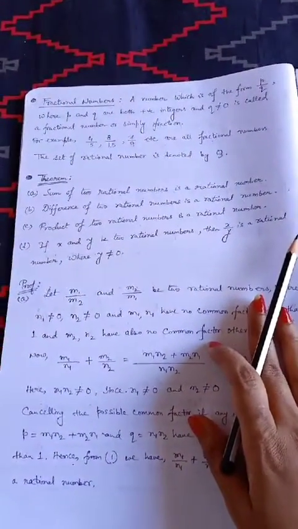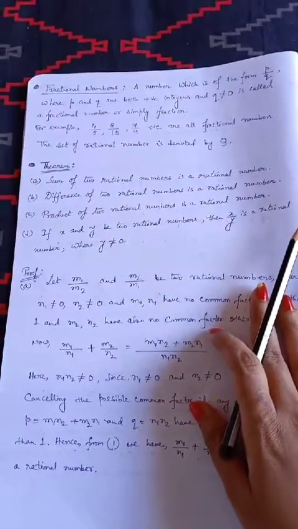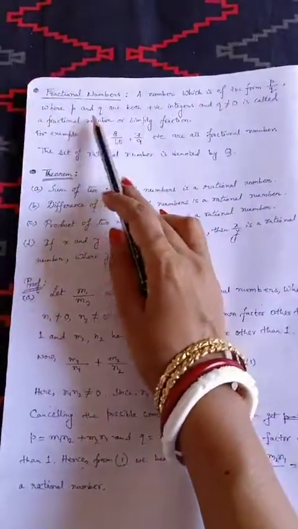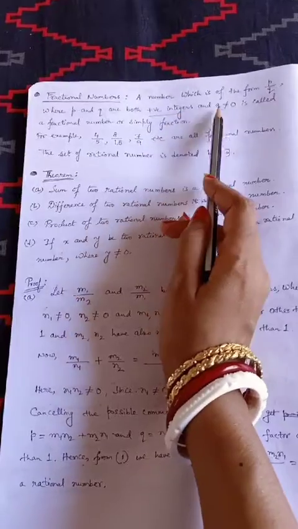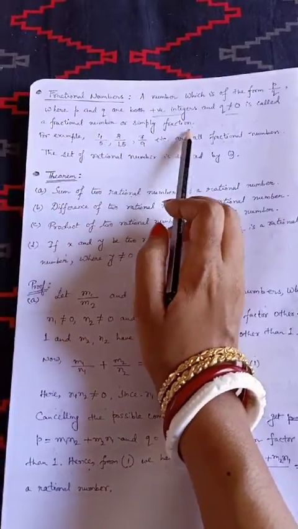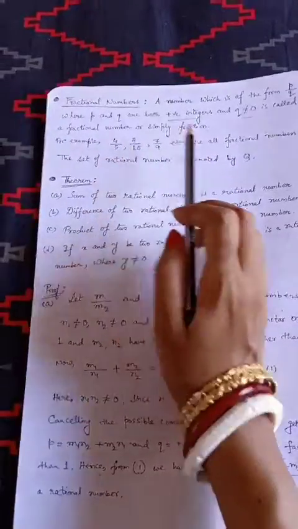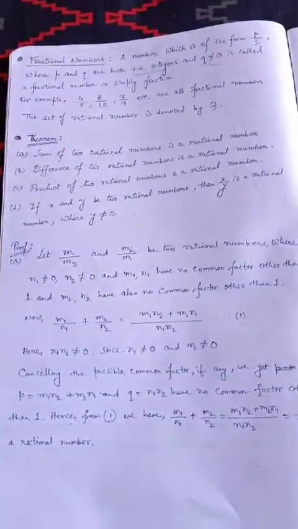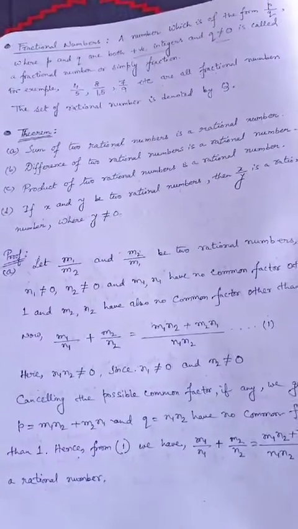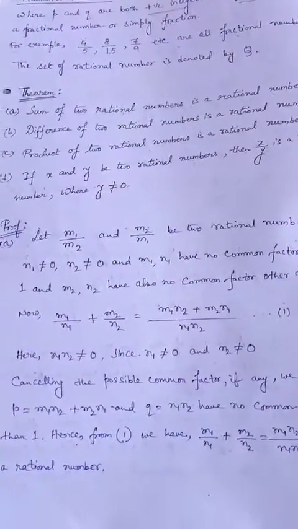Now the fractional numbers. A number of the form p by q, where p and q are both positive integers and q is not equal to 0, is called a fractional number or simply a fraction. That means 4 by 5, 8 by 15, 7 by 19, etc. are fractional numbers. The set of rational numbers is denoted by Q.